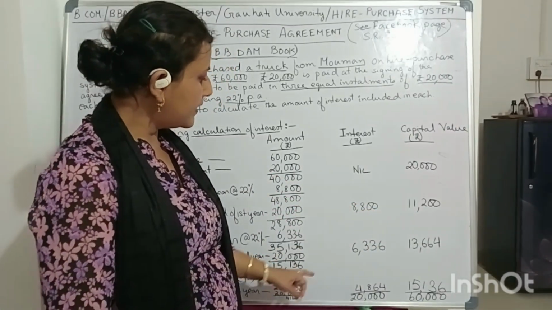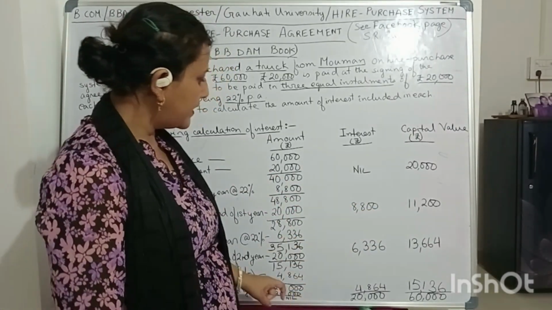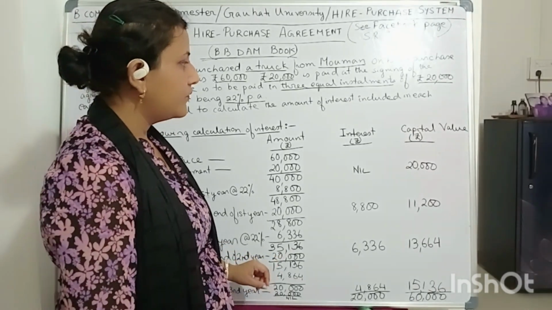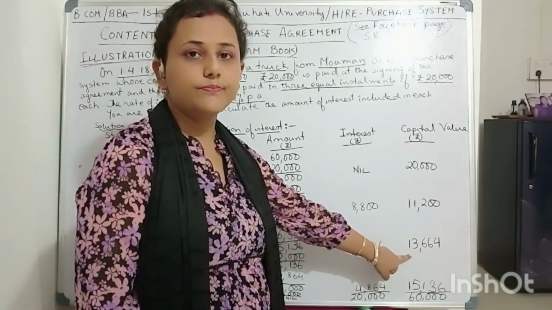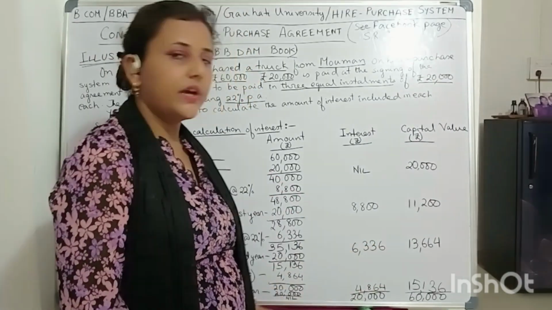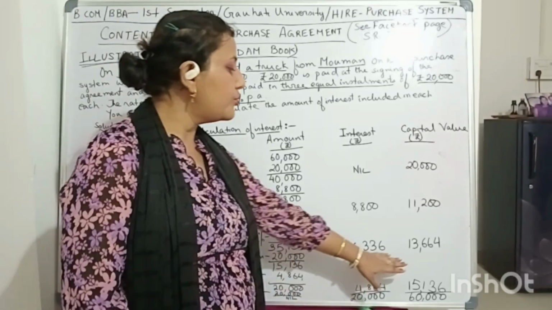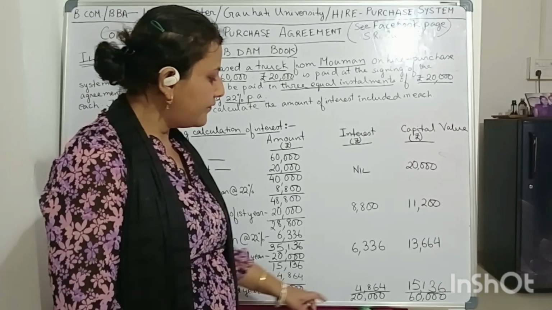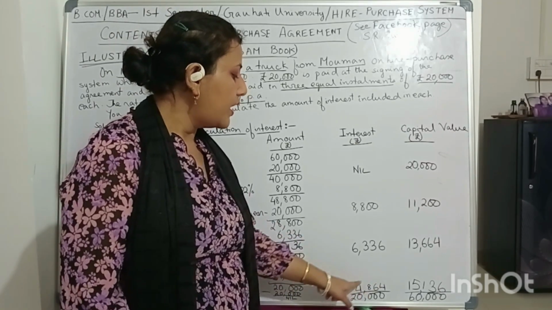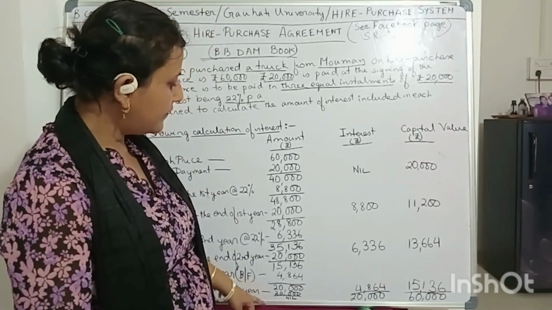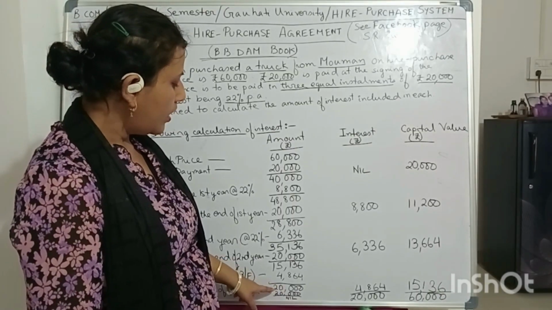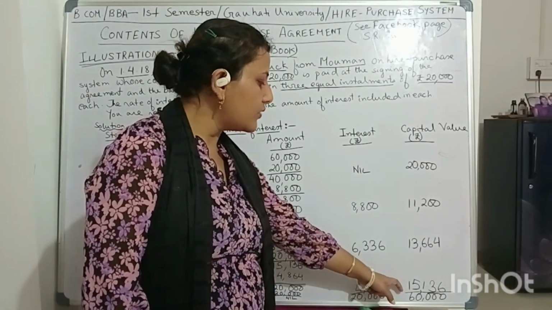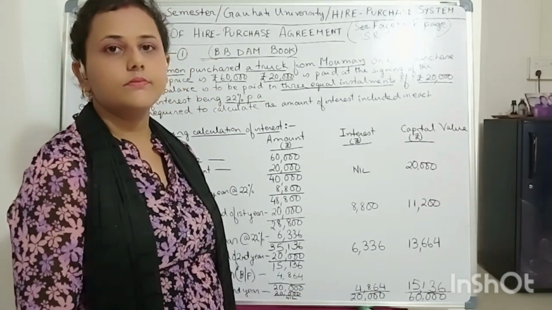Then for the second year again, if this amount of interest is deducted from the value of installment, then this will be the capital value. Capital value means what? A portion of the cash price of the goods. Again, the last year, the third year, the amount of interest is deducted from the value of installment to arrive at the capital value, that is 15,136.